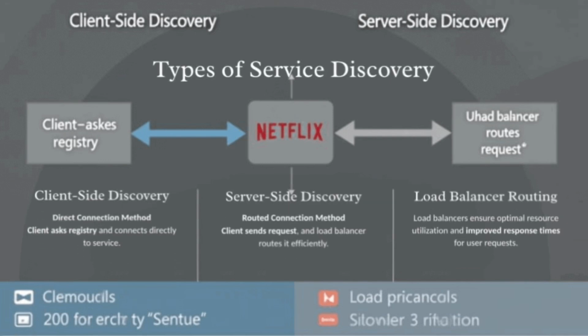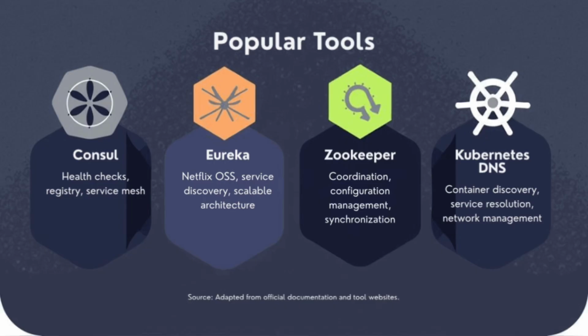So how do we actually implement service discovery? There are several tools and platforms that developers use. Consul provides service discovery, health checks, and even a key value store. Eureka, built by Netflix, is widely used in microservices systems. Zookeeper, an older but very reliable tool for coordination and discovery. Kubernetes DNS, a built-in solution inside Kubernetes that automatically discovers and routes between containerized services. These tools make sure that the process of registering, finding, and connecting services happens seamlessly.